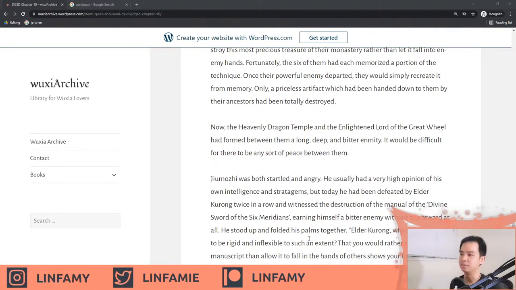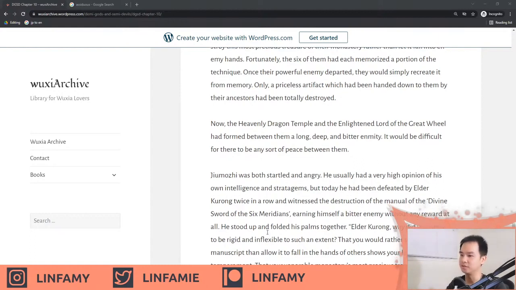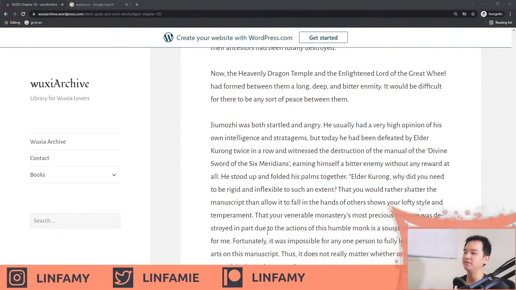Now the heavenly dragon temple and the enlightened lord of the great wheel had formed between them a long, deep, and bitter enmity. It would be difficult for there to be any sort of peace between them. Jiumotsu was both startled and angry. He usually had a very high opinion of his own intelligence and stratagems, but today he had been defeated by Elder Kurong twice in a row, and witnessed the destruction of the manual of the divine sword of the six meridians, earning himself a bitter enemy without any reward at all.